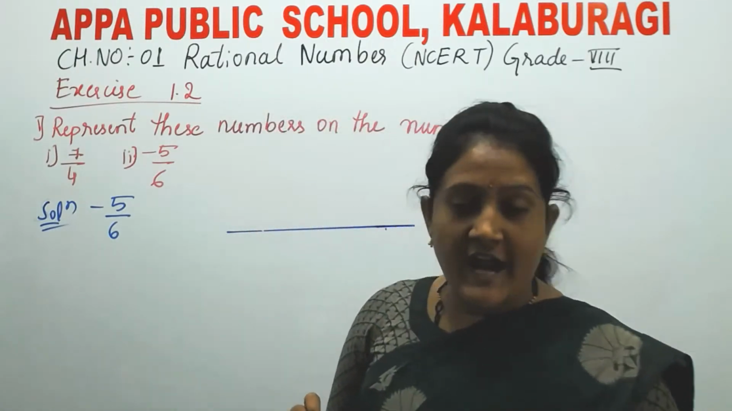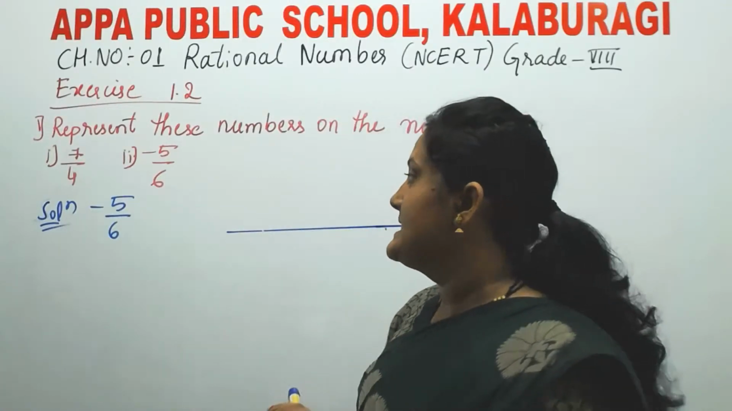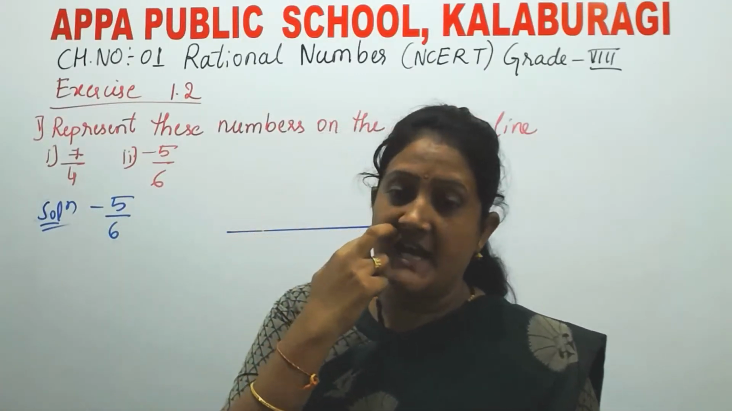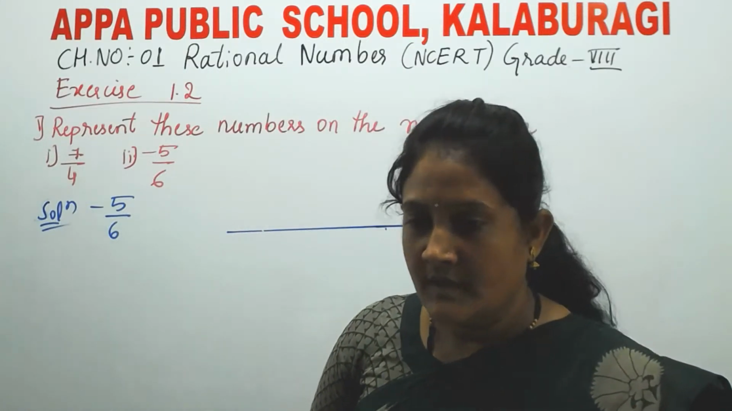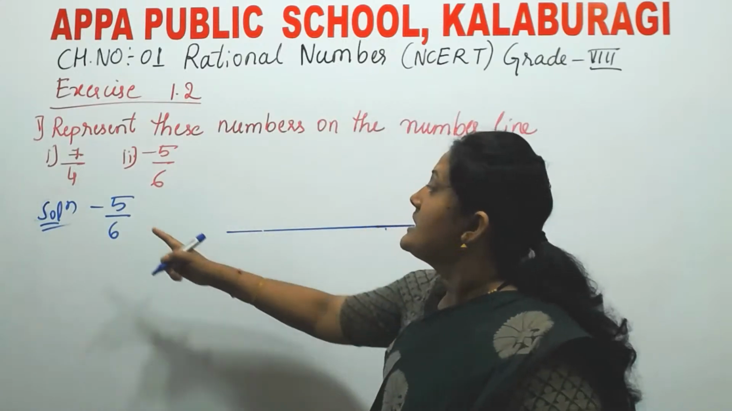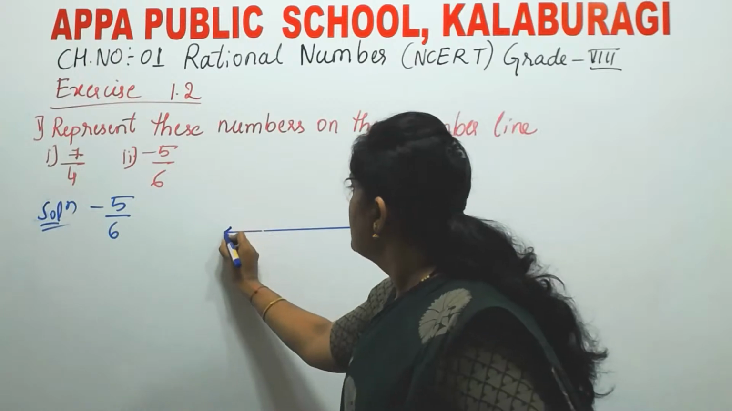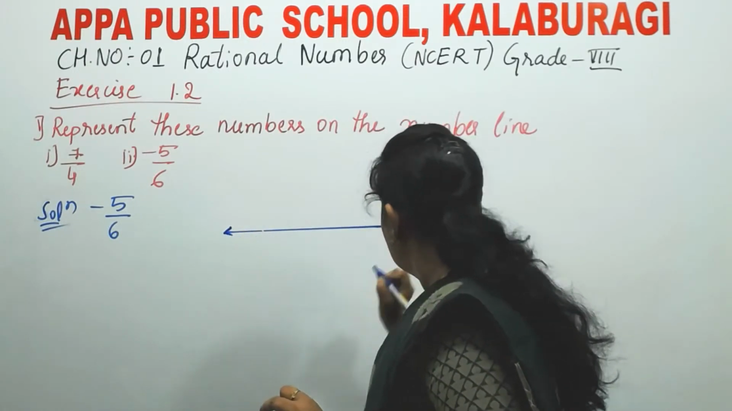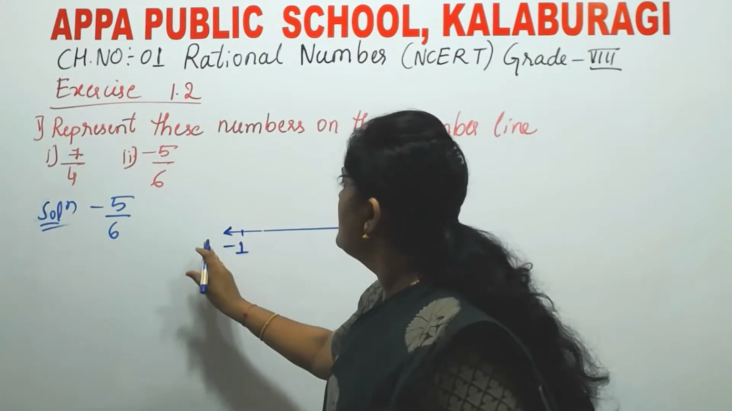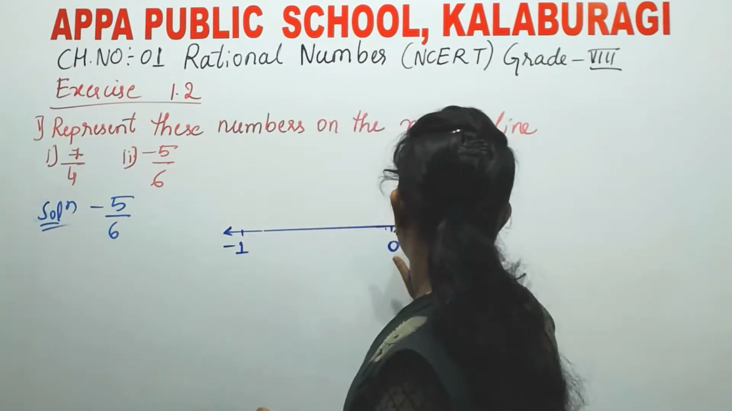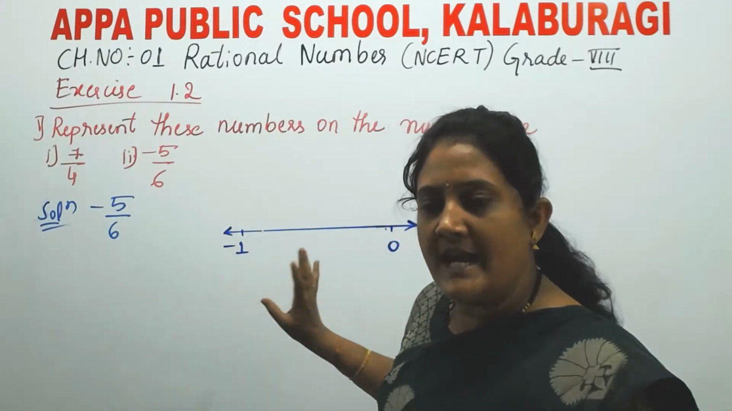Now tell me, left side or right side? I'm asking, this number where I have to plot, left side or right side? Left, because it's a negative rational number we got. So that time we will represent 0 here, right? And the minus 1. So we take here minus 1. You can write here minus 2, minus 3, minus 4. You can write here plus 1, plus 2, plus 3. But we require only these numbers, so that's what we are representing like this, right?